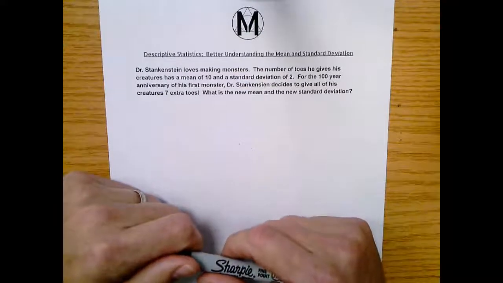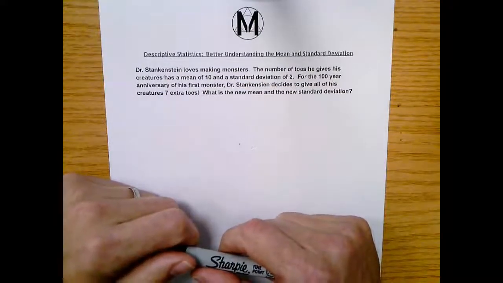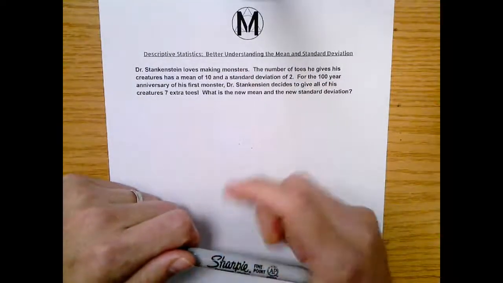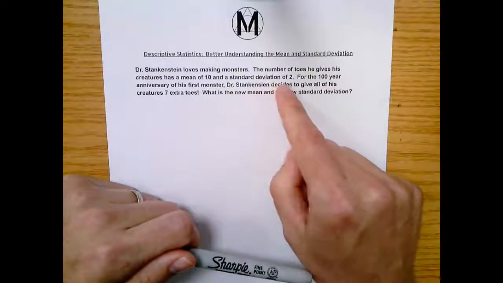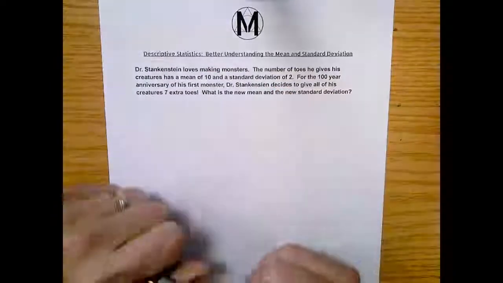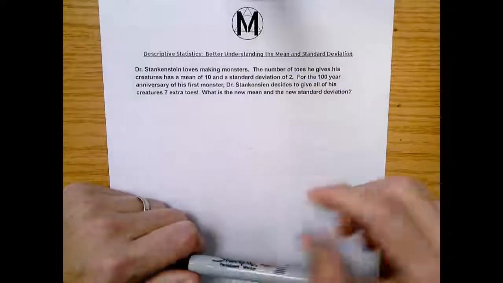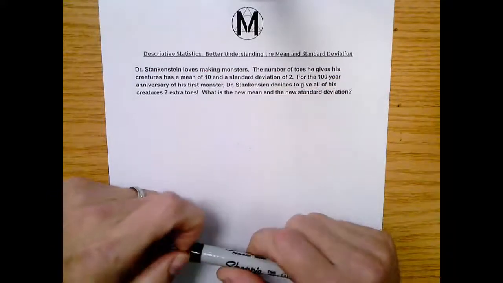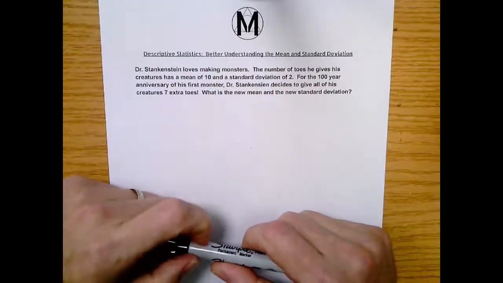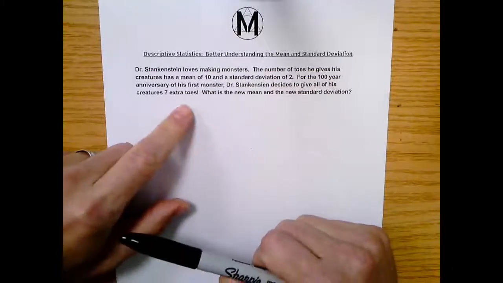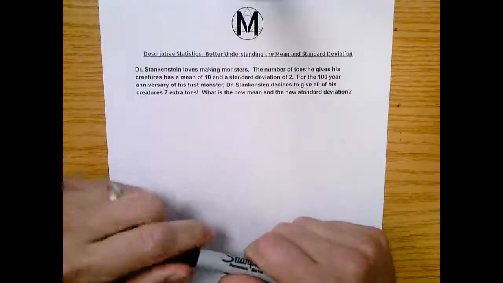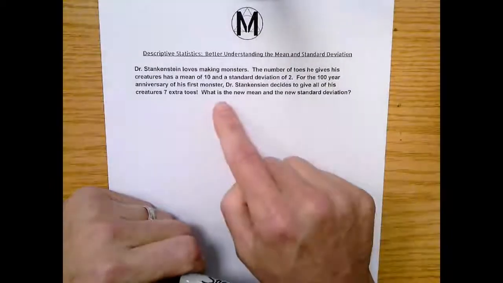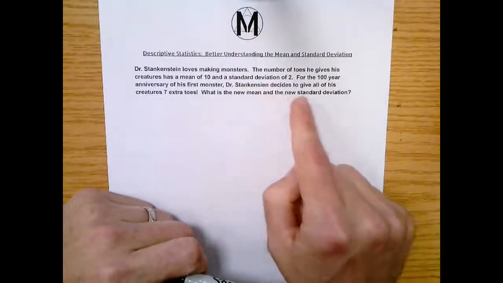It says, Dr. Stankenstein loves making monsters. The number of toes he gives his creatures has a mean of 10, and a standard deviation of 2. So there's a little variation on the toes they get. It's funny. For the 100-year anniversary of his first monster, Dr. Stankenstein decides to give all the creatures 7 extra toes. What a gift. A generous man, this Dr. Stankenstein. Or a woman. I mean, who knows? And so what is the new mean and the new standard deviation?